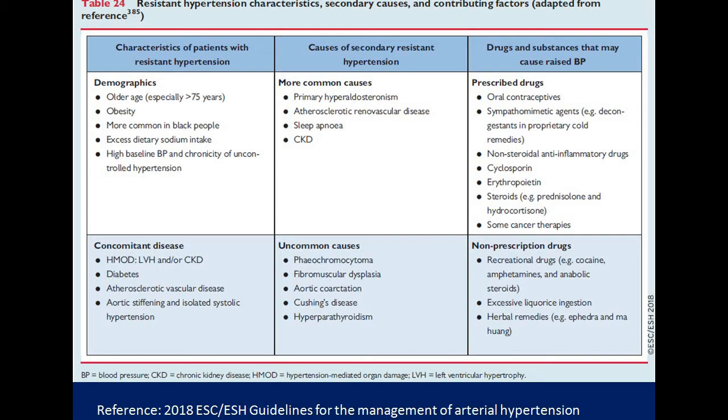Similarly, we should also consider prescribed drugs as a cause of resistant hypertension. Drugs like OCPs, NSAIDs, erythropoietin, and steroids can cause resistant hypertension, and in some high-risk populations, we'll need to consider the use of recreational drugs like cocaine, amphetamine, and anabolic steroids as the cause of resistant hypertension.